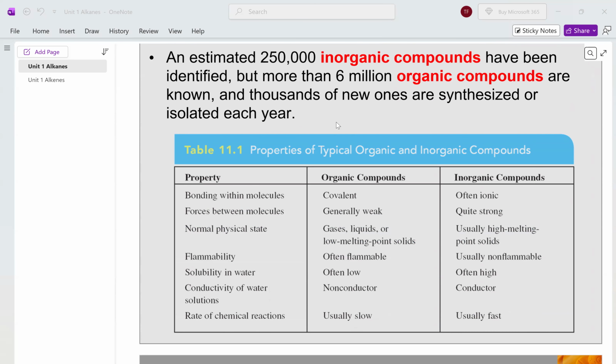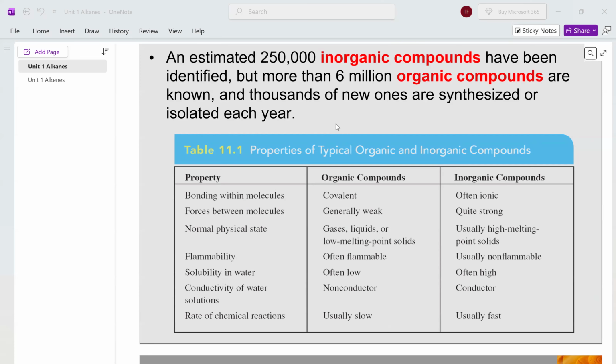I don't think this is accurate. I think it's more than 6 million. There's a bunch. And they're being more and more made by the hour. Just a whole bunch. Inorganic stuff is the stuff that usually doesn't contain carbon. It can include carbon, mainly it doesn't though.